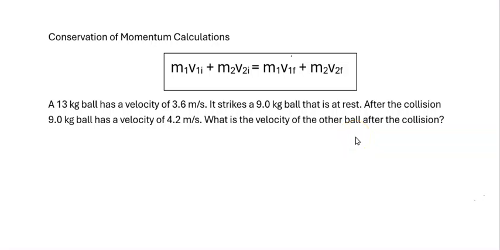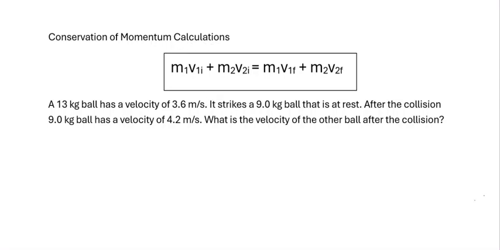Hey there, everyone. So I wanted to do an example using this conservation of momentum formula. Sometimes people get hung up on it. So essentially what we have here is a formula that says the initial total momentum of our system has to be equal to the total momentum of our system after a collision.